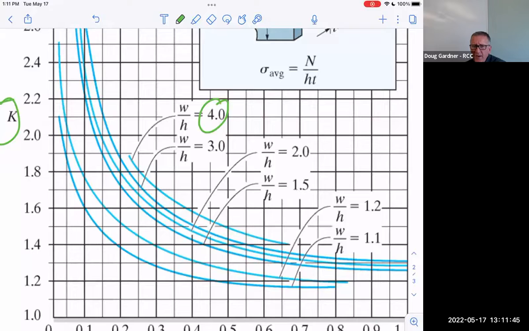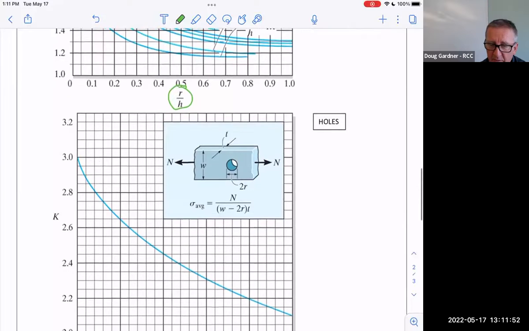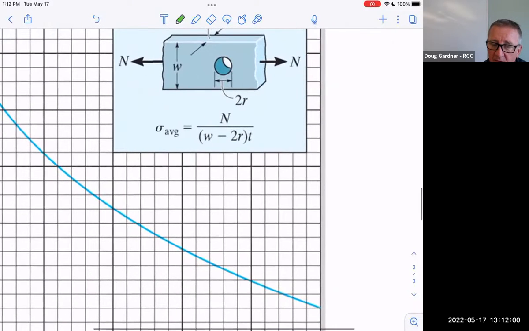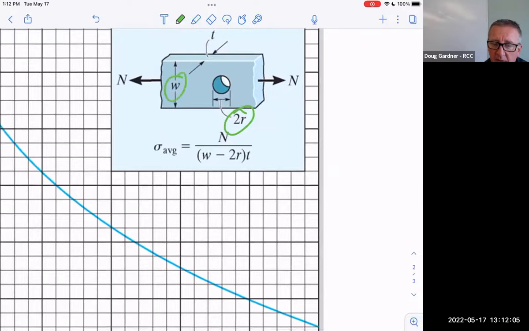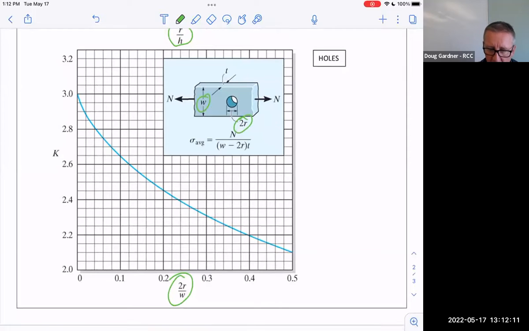Once you get the hang of it, this isn't that hard to do. And the same thing is true with a hole. That's just a different formula. For that one, there's only one graph and all you need to do is figure out what 2R over W is. What's 2R? It's the diameter of that hole. 2R is the diameter of the hole, and W is the height of that piece. If I divide those two things, I get a number and I look this up in the table, and it's like 0.3. Oh, look at that, it's like 2.3. 2.3 is my K value.